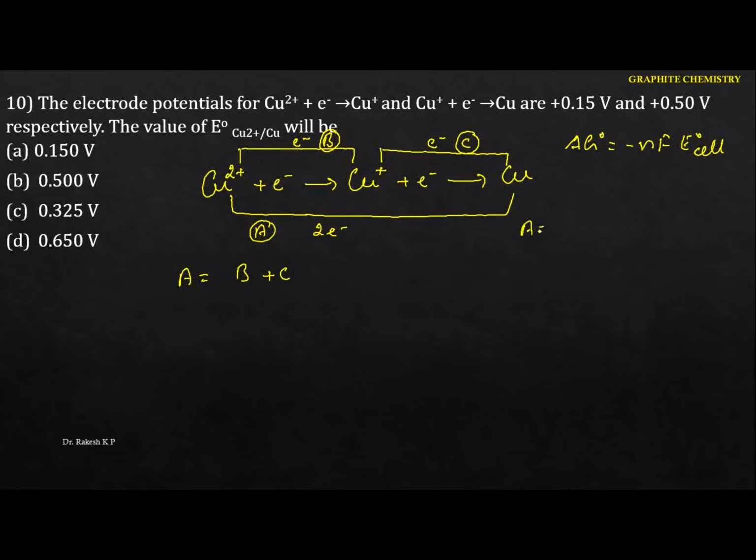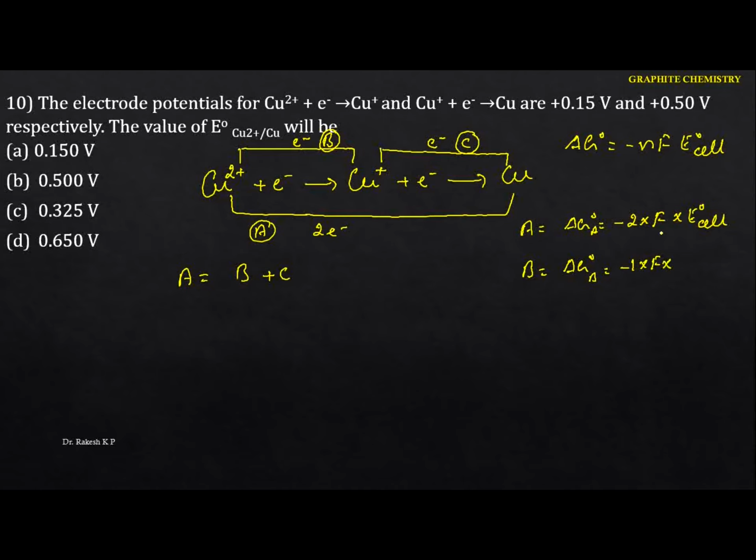So let me write what exactly A is. I'm going to write it in this form, delta G naught. How many electrons are we having? That is 2 electrons, so minus 2F. We don't know what exactly the E naught cell is, so let me write E naught cell as it is. For B, I'm going to write again delta G naught: delta G naught for A, and this is delta G naught for B. What will be the electrons here? There is 1 electron, into Faraday.